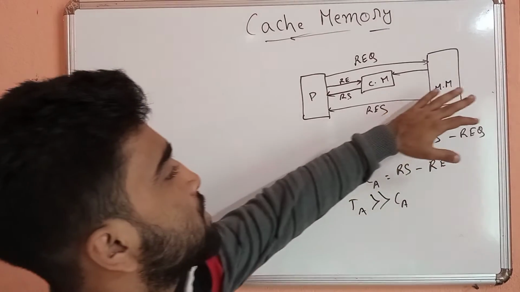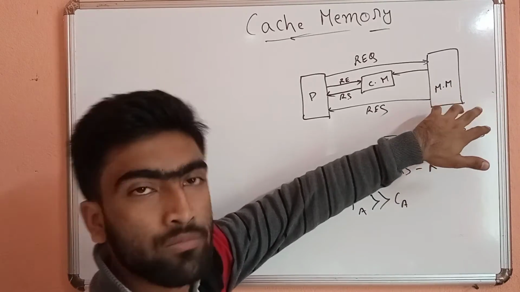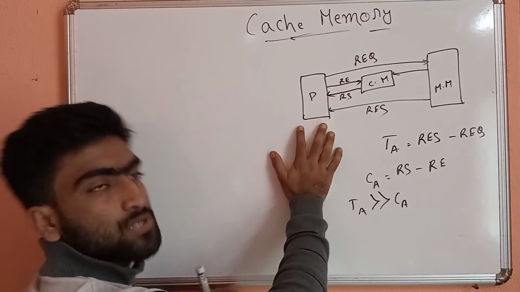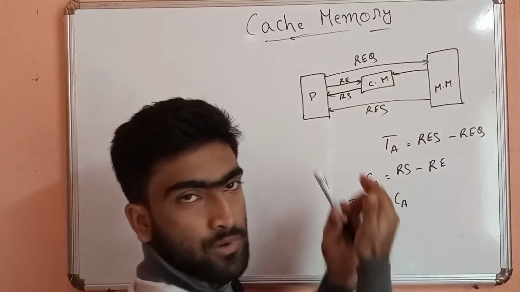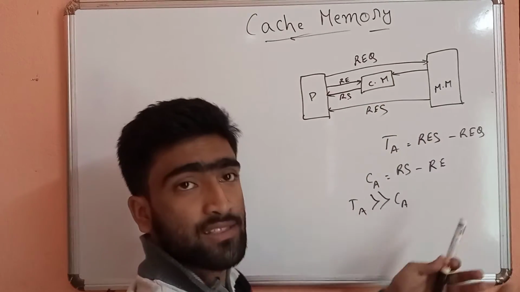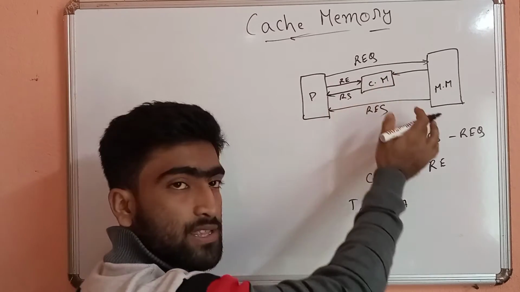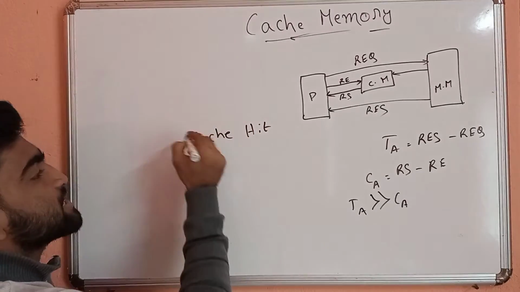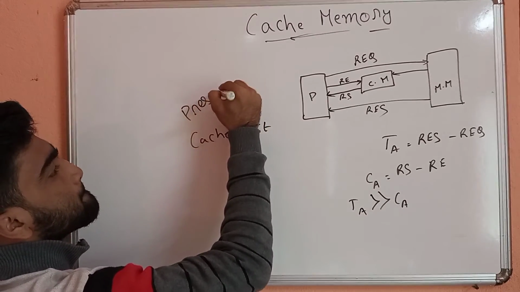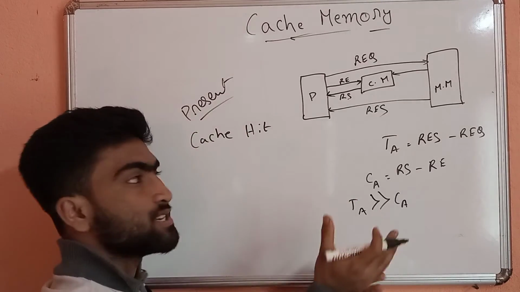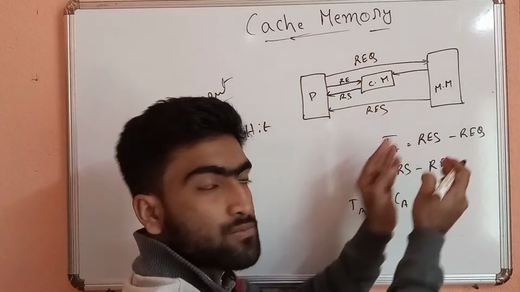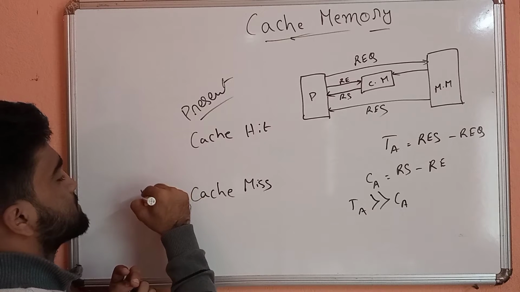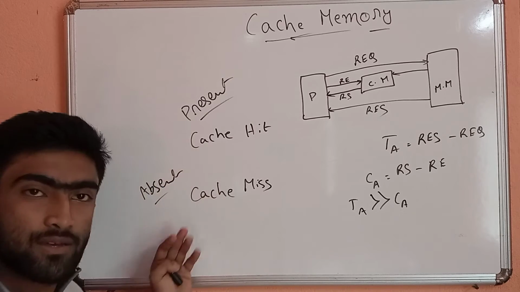Now we have seen we want to localize the data from main memory to cache memory to be accessed by the processor. If the processor first approaches the cache memory and asks whether it is carrying the data or not, and the data is present there, then we call it a cache hit. If the processor doesn't find the data in the cache memory, we call it a cache miss. The data is absent.